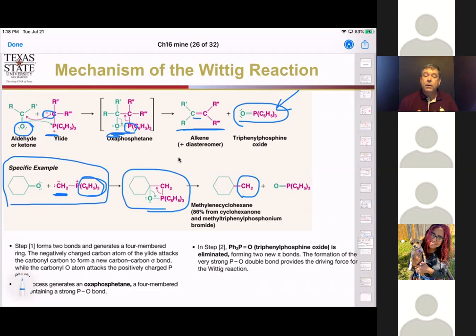Okay. So notice this is outside the ring, right? Zaitsev's rule says if we were going to form that double bond by a dehydration, it would want to be in the ring. We would want it to be more substituted. Okay, so this is one of the few reactions we have that makes the least substituted alkene. Okay, questions on that?